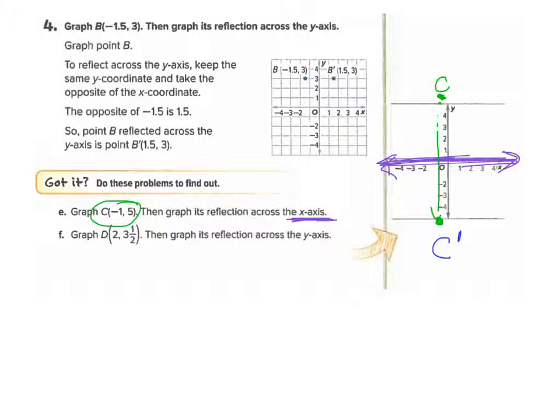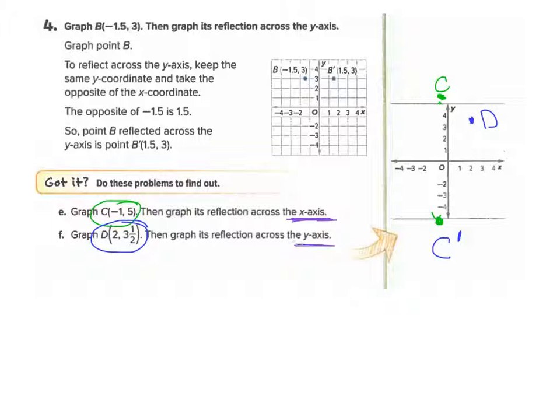So let's take a look at the next one. I'll clear out some of my work here. Next one says, graph the point D, 2, and then 3.5. So first number is my x, so I'm going to go to the right over to 2. Second number is 3.5. It's positive, so that means I'm going to go up 3.5, in between 3 and 4, and that's point D.